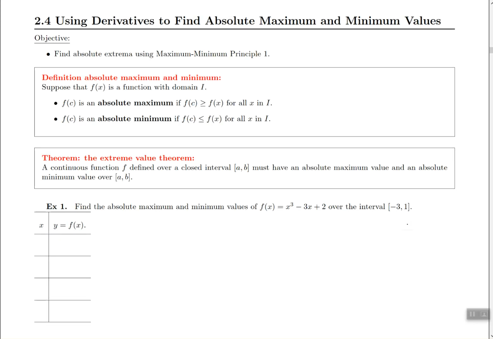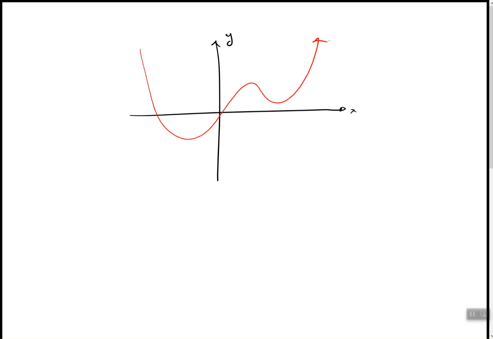Okay, everyone. So in section 2.4, we're going to be discussing the difference between a relative maximum and a relative minimum, and an absolute maximum and absolute minimum. So let me go off to another page real quick and show you the difference between the two. Suppose I have an xy plane, and suppose my function kind of looks something like this. Let's say the function looks kind of like that.